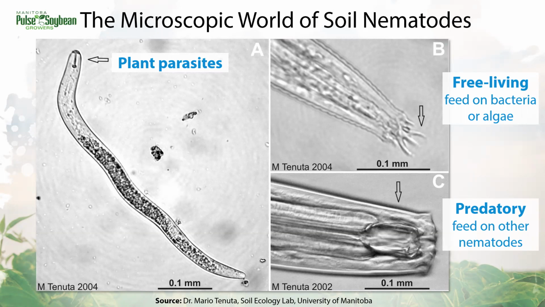100 cubic centimeters is the amount of soil commonly used when measuring nematode populations. You'll see this throughout this presentation. 100 cc's of soil. That's just under a half cup of soil. And that half cup of soil from the field might contain several thousand nematodes. So today we're going to be specifically looking at soybean cyst nematode, which is one of the plant parasites.